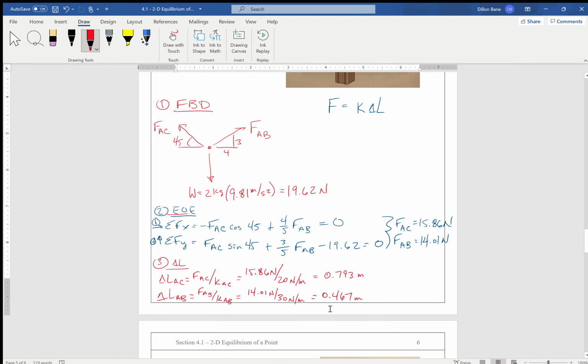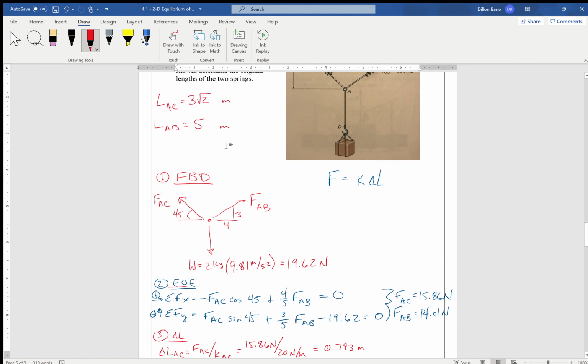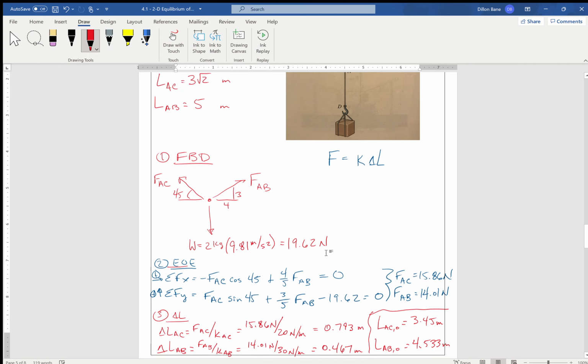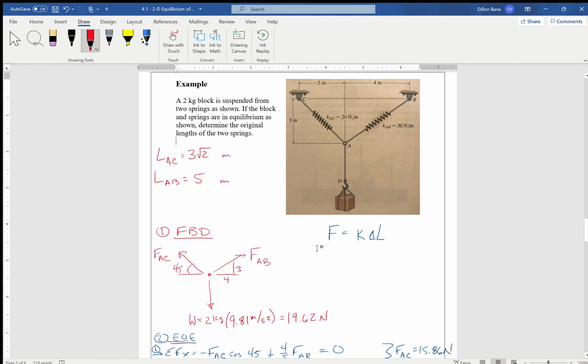We know how much they have deflected from the original position. So all we do is take the final positions minus the deflections, which gives us the originals. The length AC original comes out to be 3.45 meters, and the length AB original comes out to be 4.533. So that is our answer for this problem. That was the original length of those springs.